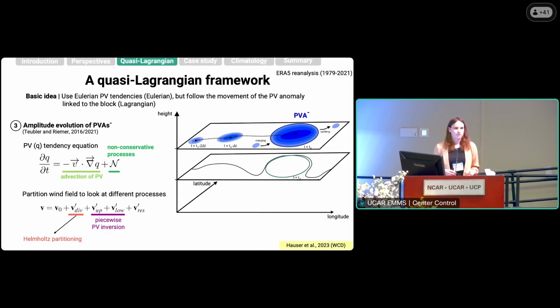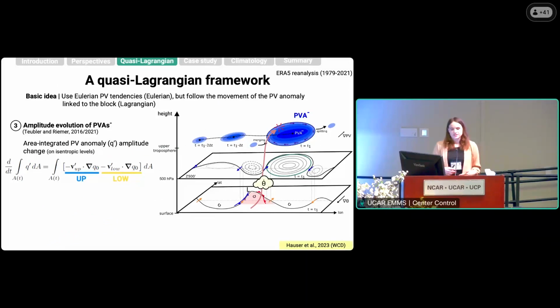And we further partition our full wind field into different sub-wind fields just to be able to look at different processes and how they have an effect on the amplitude evolution. So we use Helmholtz partitioning to focus more on the divergent wind field, and we use piecewise PV inversion to make use of the wind fields associated with upper and lower tropospheric PV anomalies. We can rewrite it in an equation that describes the area integrated PV anomaly amplitude change, and this is done on isentropic levels. And we come up with different terms that I want to introduce now.